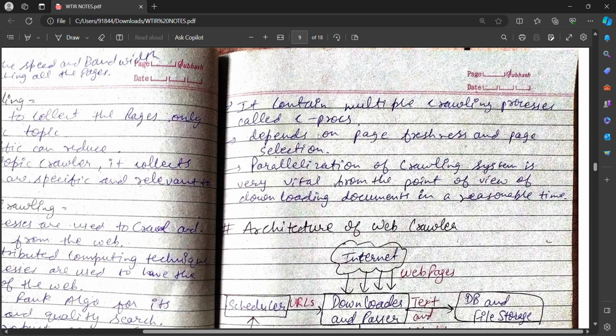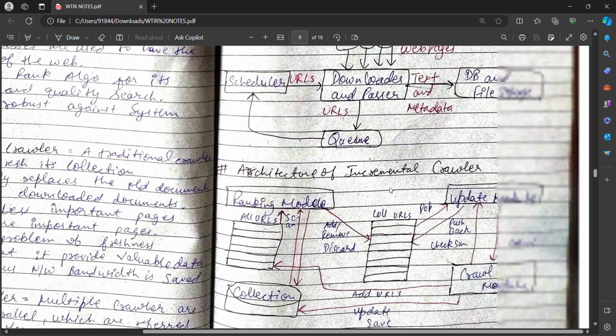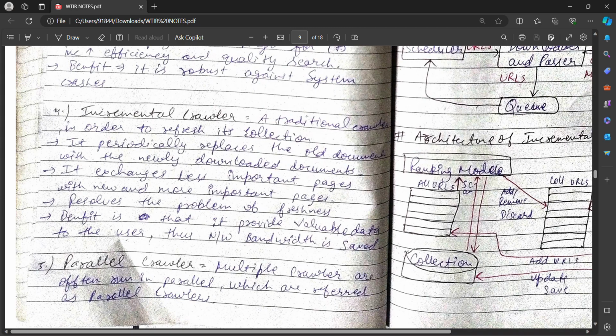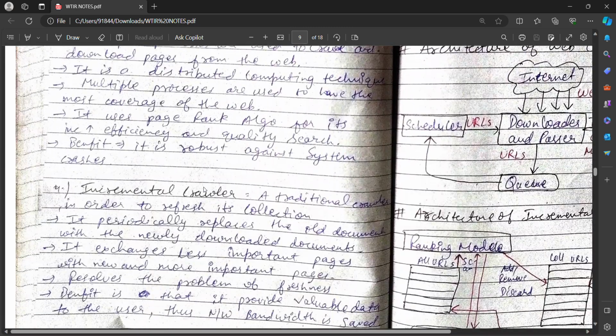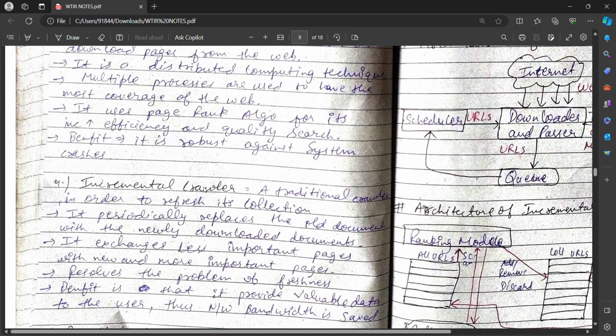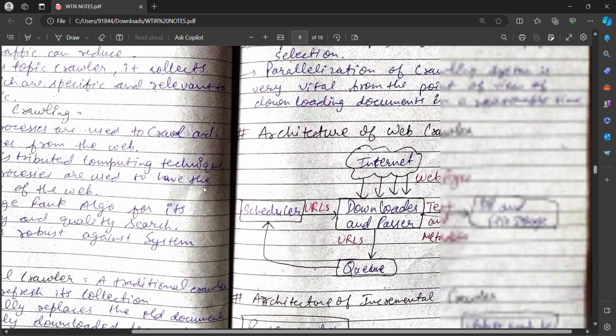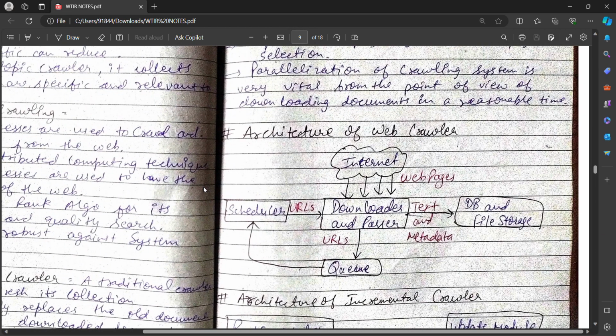So this is all about crawling techniques. I'm telling you these architectures and the incremental and other crawling techniques also came in my exam, so you can understand their importance. Just go through them. If you have any doubt, just let me know in the comment section. And this is all about it.